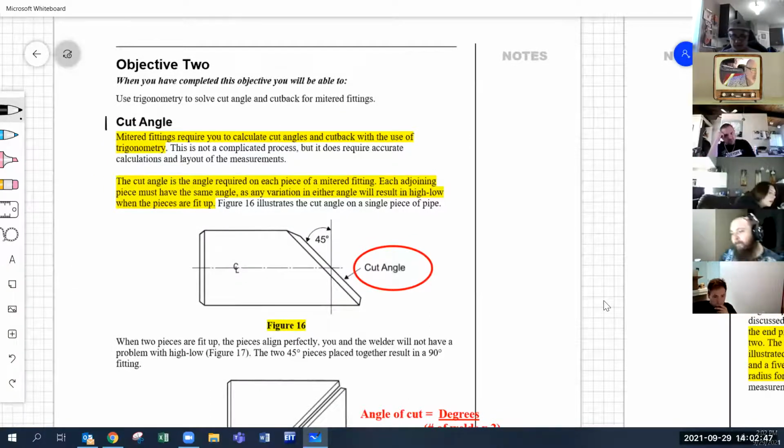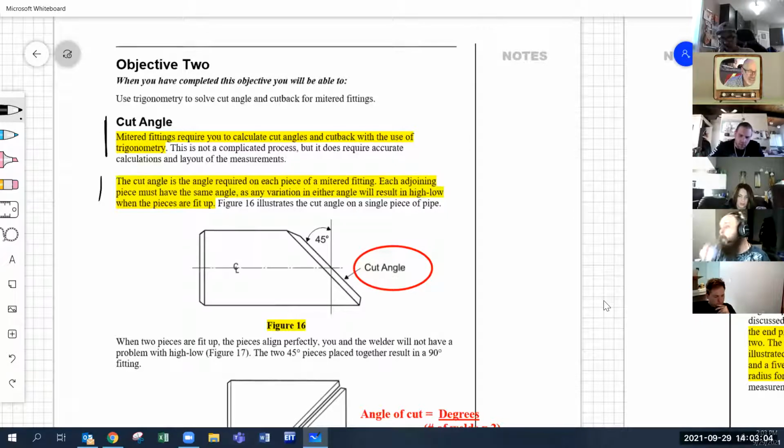So, cut angles. Miter fittings require you to calculate the cut angles and cutback with the use of trig. It's not complicated, but it does require some accurate calculations. The cut angle is the angle required on each piece of a mitered fitting.